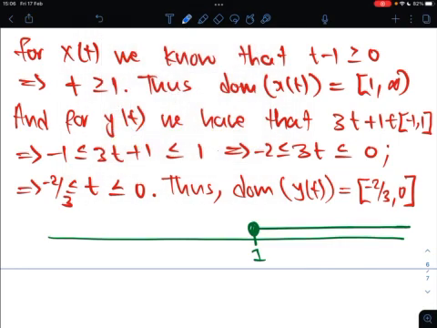Then to represent the other domain, we see that it's everything from negative 2/3 to 0. So negative 2/3 can be a number which starts somewhere here, and it ends at 0, which is somewhere there. So this is the interval. We can see that these two regions do not overlap. There is no point where these two overlap. So what can we conclude from here?